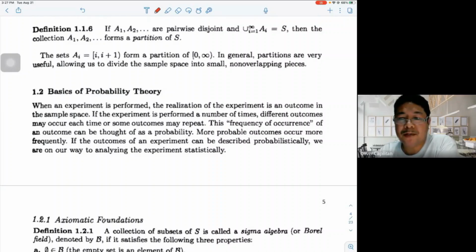Just in your own words, Nolly, can you define probability to us?